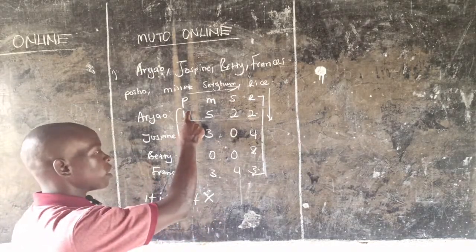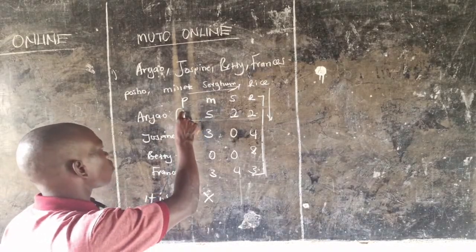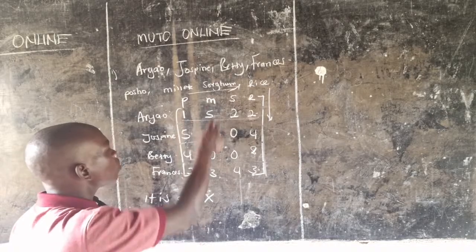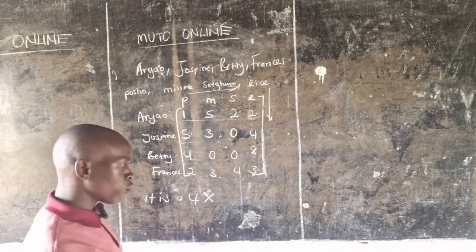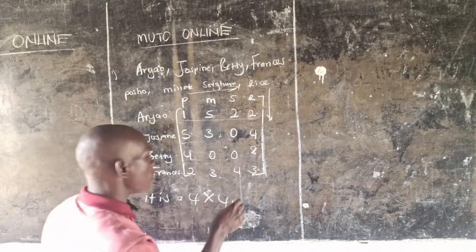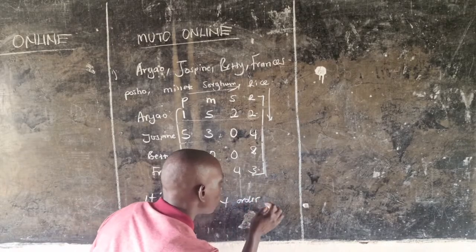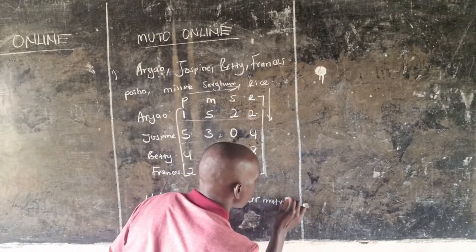Then we have to count the columns. Columns are vertical crossings. So we have 1, 2, 3, 4. They are also 4. So the order is a 4 by 4 order matrix.